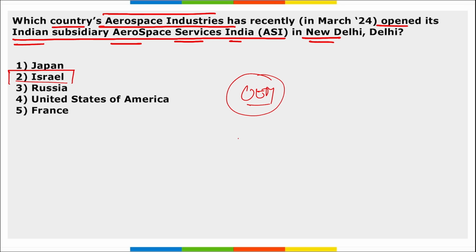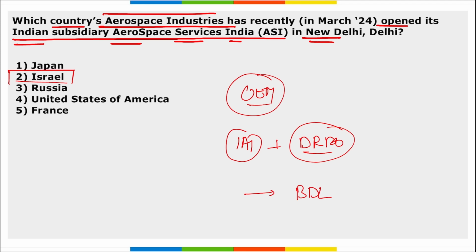And this medium range surface to air missile system has been jointly developed by IAI and DRDO. Correct, and it was produced at Bharat Dynamics Limited for the Indian forces.